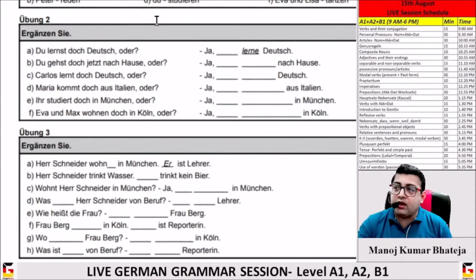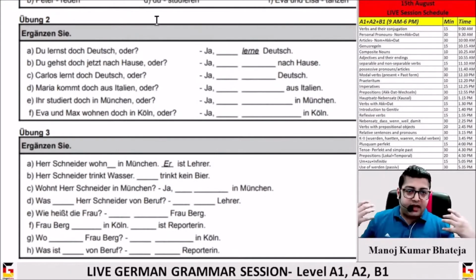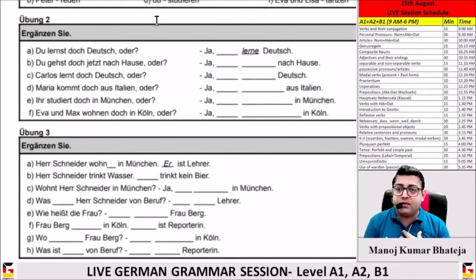Ihr studiert doch in München, oder? You all study in München. Ihr. If someone is asking you all, let's suppose we are a group of people and someone is asking us, hey, are you going to München? How will we respond? Which pronoun do we use?